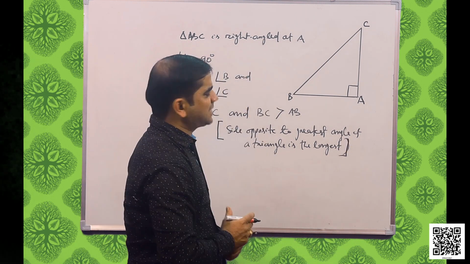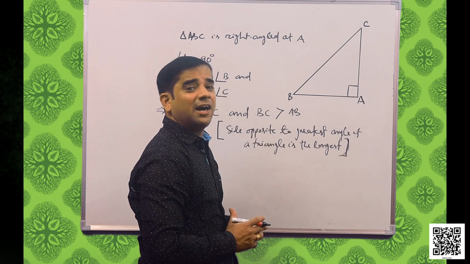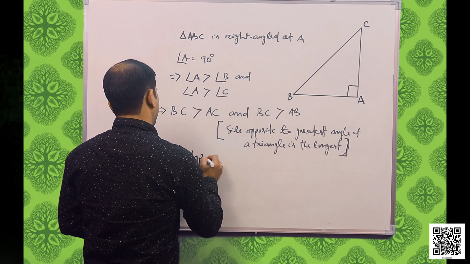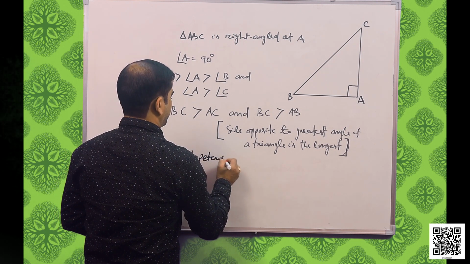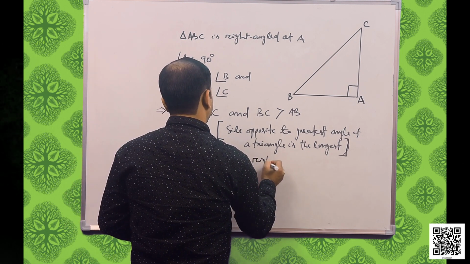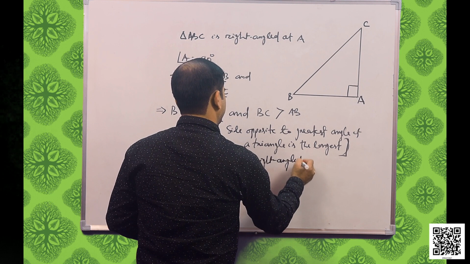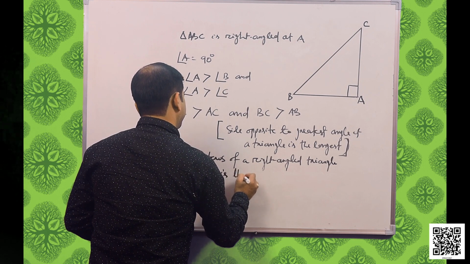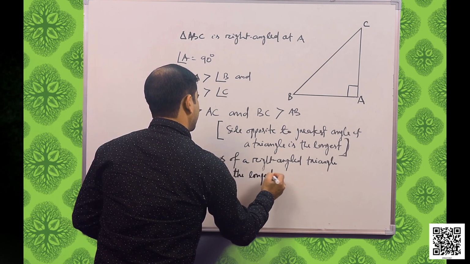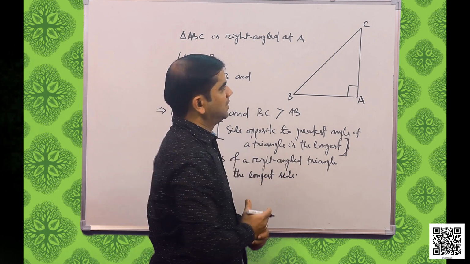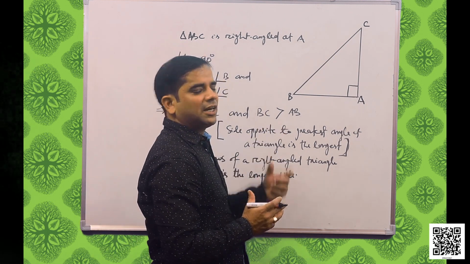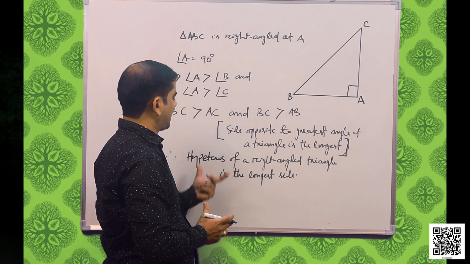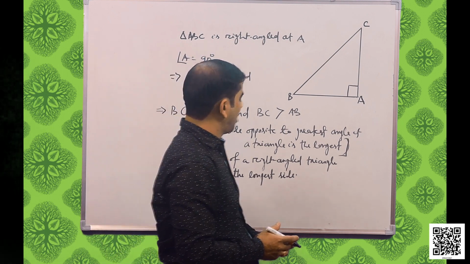So, what is BC in this case? In this right angle triangle, BC is the hypotenuse. So, that is why we can write that hypotenuse of a right angled triangle is the longest side. See, we use a diagram of triangle ABC and we have come to the conclusion that hypotenuse of a right angle triangle is the longest side.